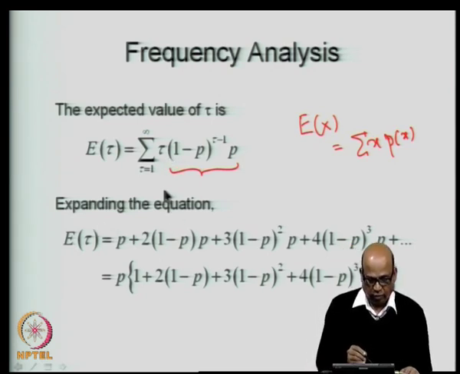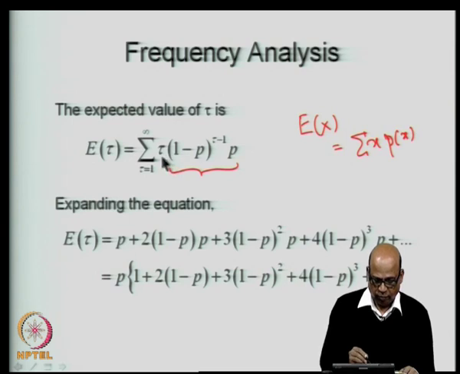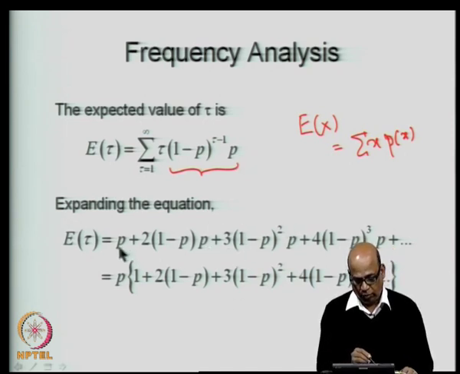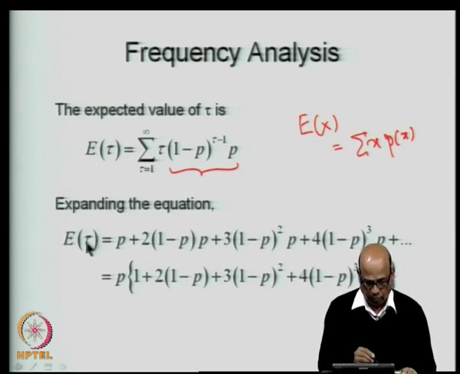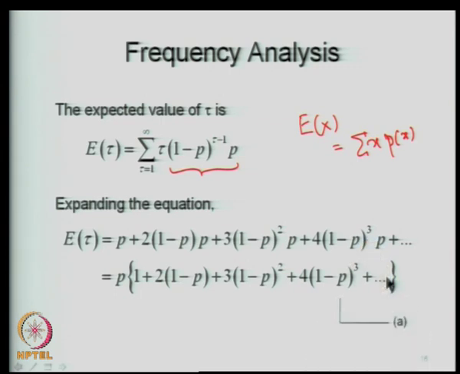If we expand the equation, for tau equal to 1 we put 1 into (1 minus p) to the power 0 into p, that is p. For tau equal to 2, we put 2 into (1 minus p) to the power 2 minus 1, which is 1, into p, plus 3 into (1 minus p) whole square into p, and so on. This is how we expand the expected value of tau, and we write it as p, taking it common, times (1 plus 2 into (1 minus p) plus 3 into (1 minus p) whole square, and so on). So, this is the expected value of tau.